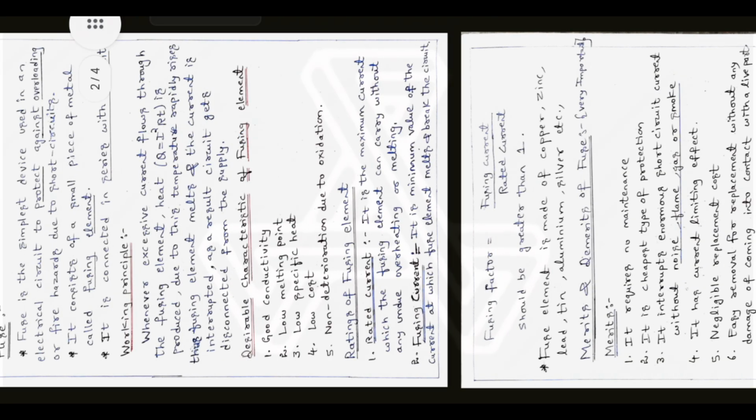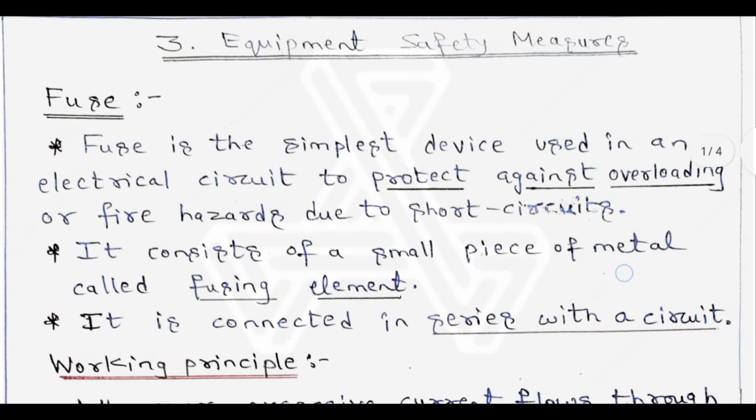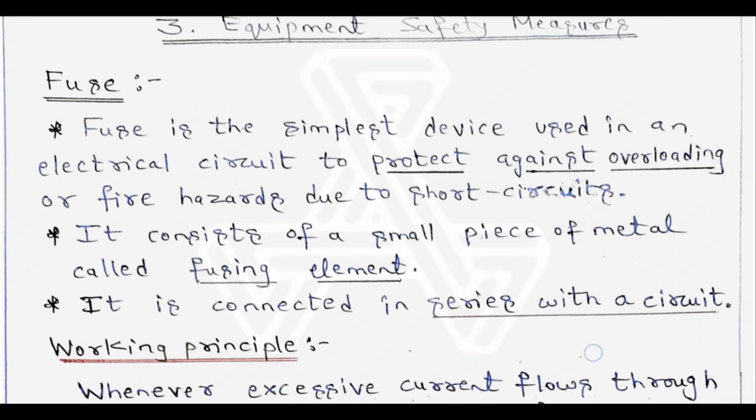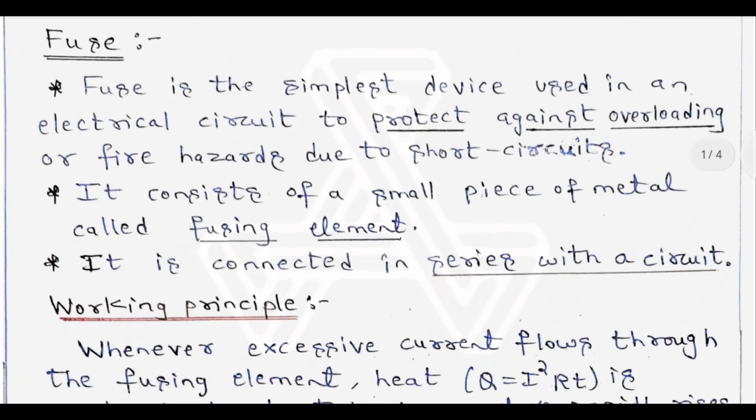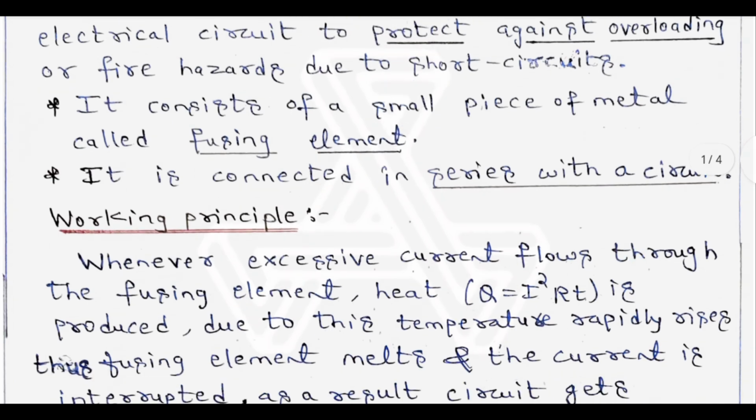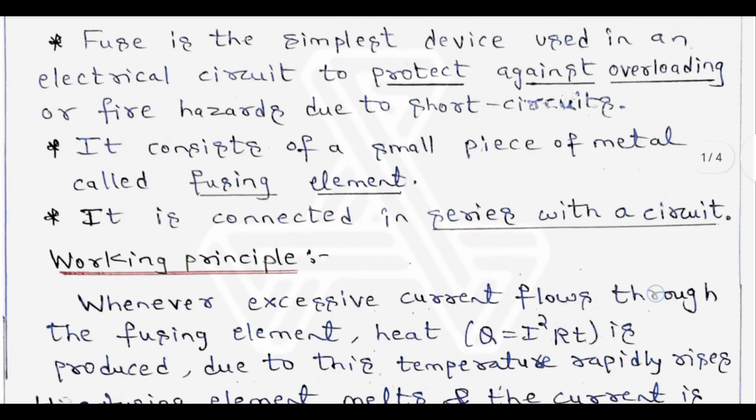Fuse is the simplest device used in an electrical circuit to protect against overloading or fire hazards due to short circuiting. It consists of a small piece of metal called a fusing element. It is connected in series with a circuit.